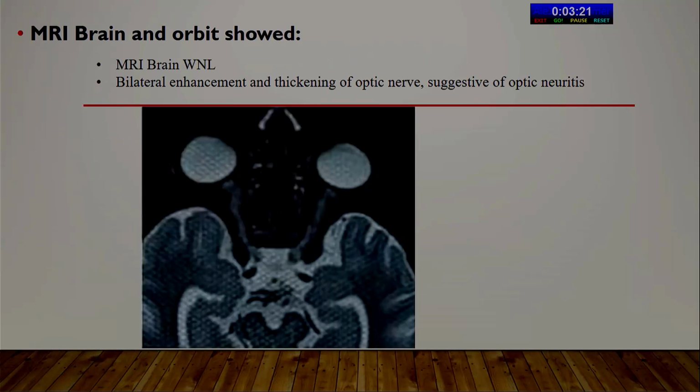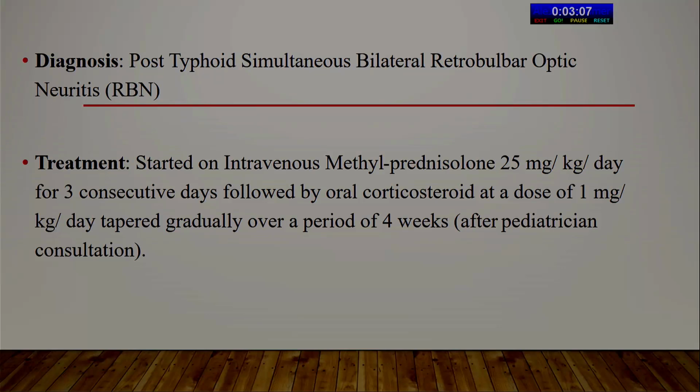On MRI, the brain MRI was within normal limits. But the MRI of the orbit showed bilateral enhancement and thickening of the optic nerve, which was suggestive of optic neuritis. So the diagnosis of post-typhoid simultaneous bilateral retrobulbar optic neuritis was made. Treatment: the patient was started on intravenous methylprednisolone, 25 mg per kg per day for 3 consecutive days, followed by oral corticosteroid at a dose of 1 mg per kg per day, which was tapered gradually over a period of 4 weeks after pediatric consultation.